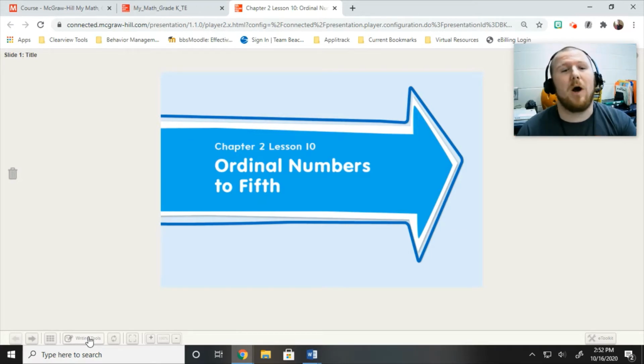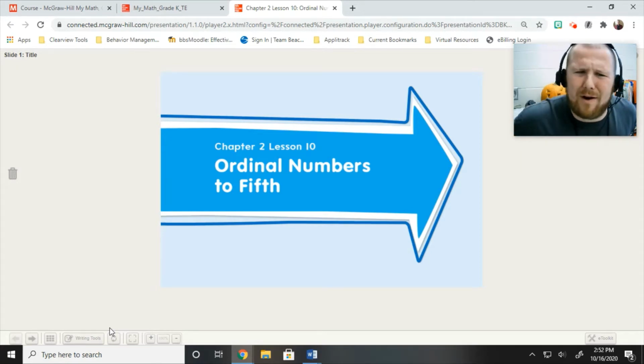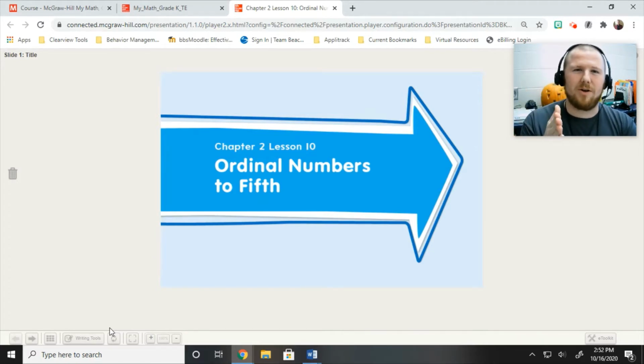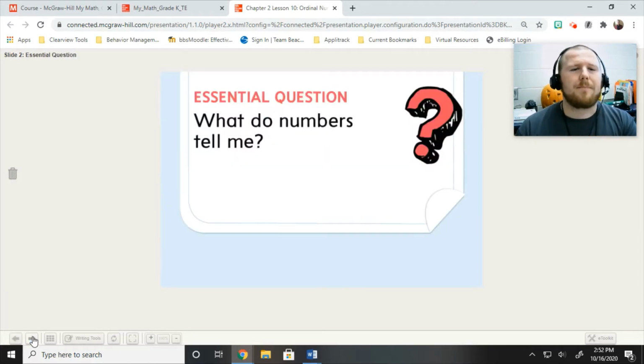Right now we're going to be learning about ordinal numbers. And you're like, what's an ordinal number? That's not ordinary. Well, that's not exactly what it means. An ordinal number is talking about the order. You know how when we line up, we need to be in order. That's what we're talking about. But we're talking about using ordinal numbers up to 5, okay? So let's take a look.